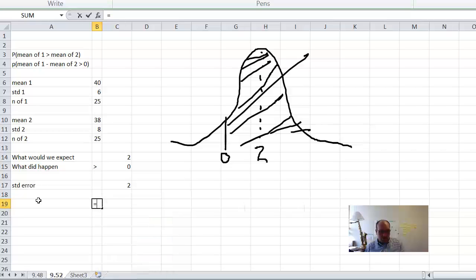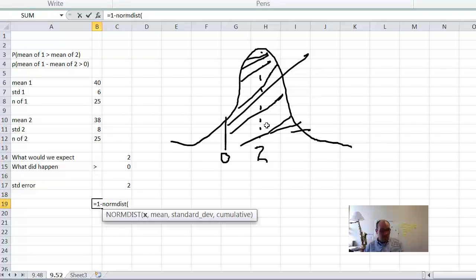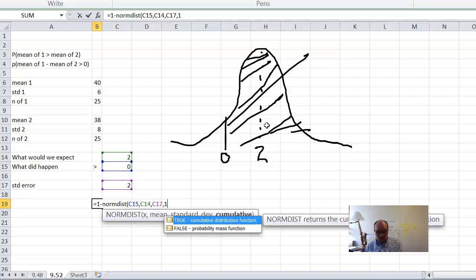So norm, well, first of all, we want the right side, so it's going to be equals 1 minus norm dist, right? Our x is what we got, right? What did happen? 0. What did we expect? Right there, 2. Our standard deviation is really a standard error, there, and 1.